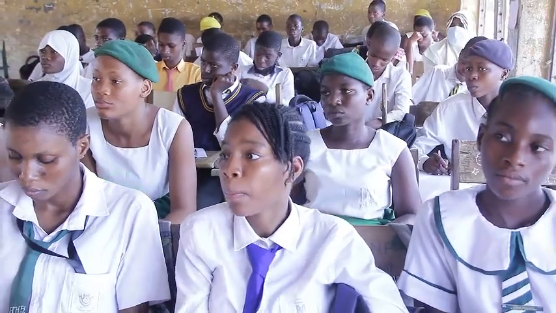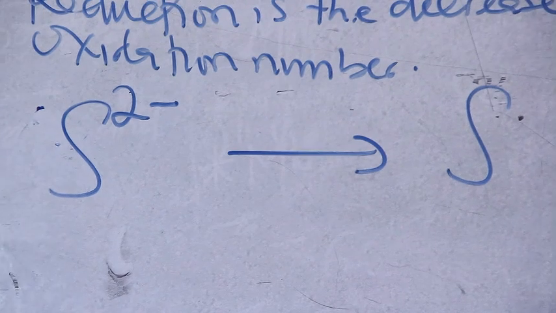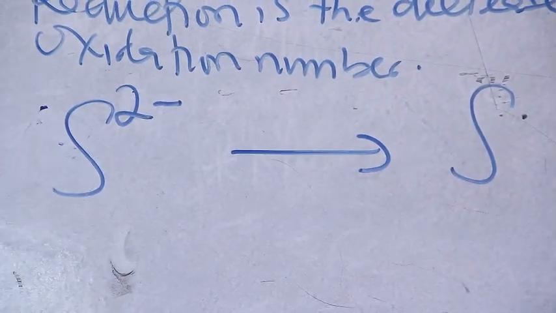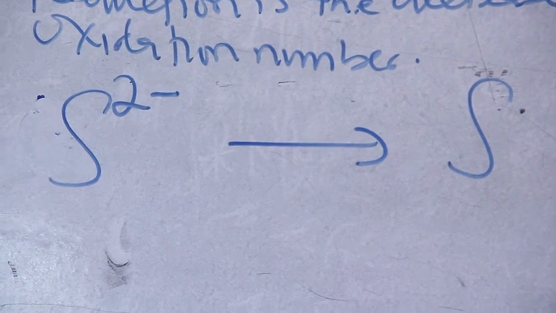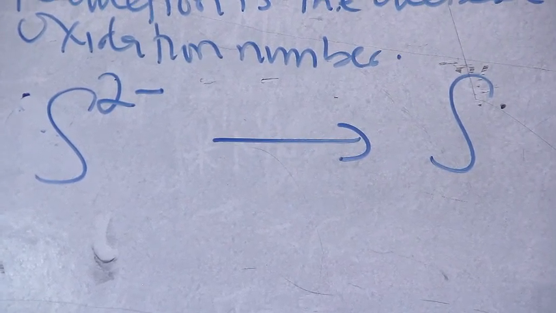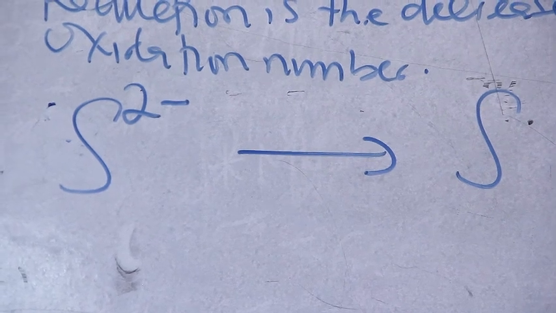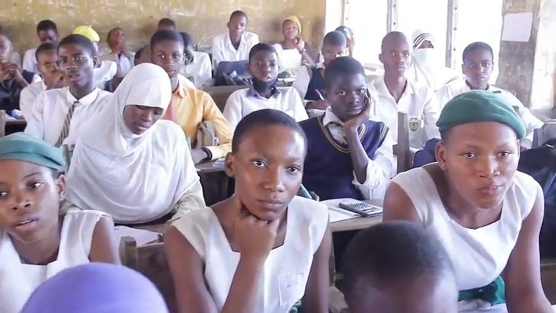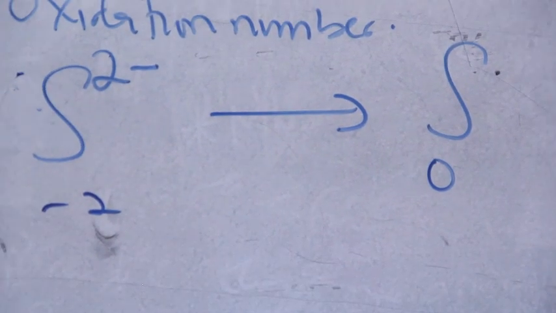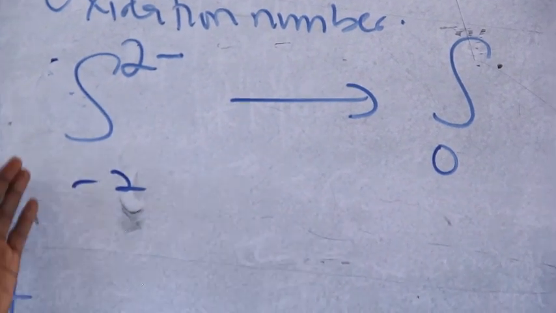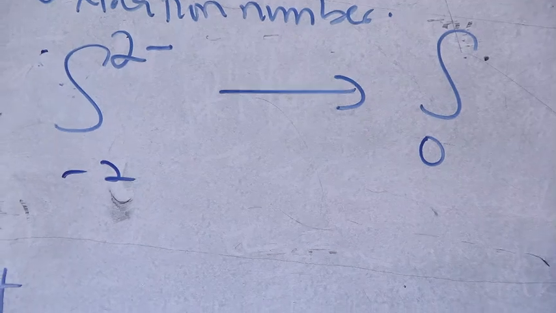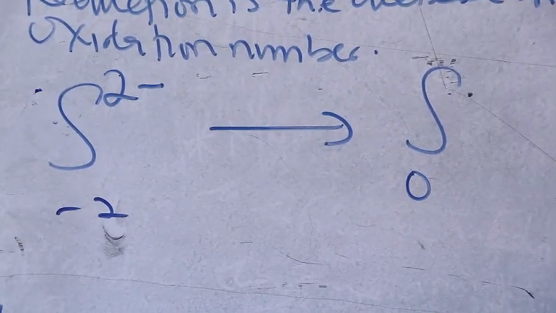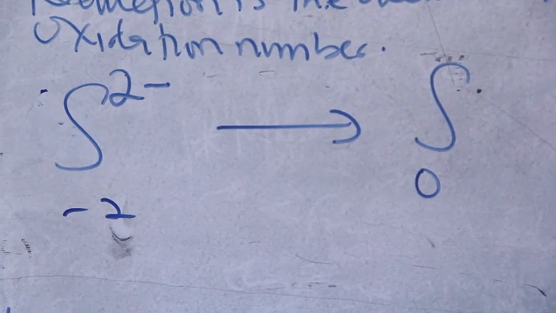Look at this equation. What happens to sulfur from left to the right? What is the oxidation number of sulfur here? -2. What is the oxidation number here? 0. You know that 0 is greater than -2. That means there is an increase in oxidation number. And what process is that? Oxidation.